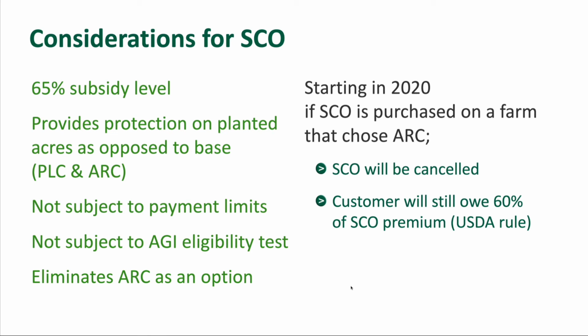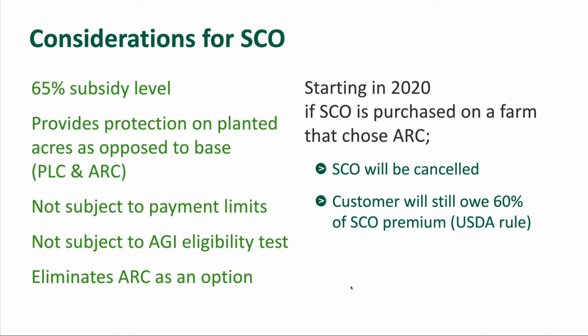They were allowed to do that last year on 2019 and still sign up that same FSA farm in ARC by March 15th of this year. They're allowed to do that in 2019 only. Starting in 2020 and beyond, if they sign up for ARC and then they tell their crop insurance agent they want SCO, they don't get both. The government will cancel SCO and the customer will still be charged 60% of the SCO premium for no additional coverage. Now, here's my dilemma.